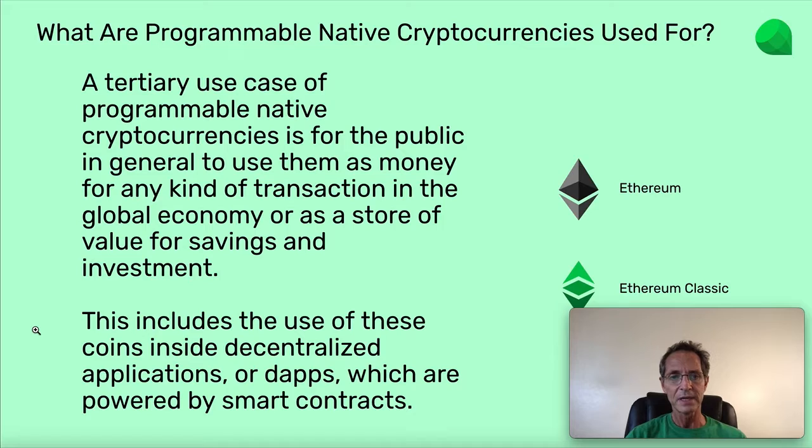A tertiary use case for programmable native cryptocurrencies is for the public in general to use them as money for any kind of transaction in the global economy or as a store of value for savings and investments. This includes the use of these coins inside decentralized applications or dApps, which are powered by smart contracts. So the first use that you would have for Ethereum and Ethereum Classic is just to buy the coin for saving, investment, for payments.